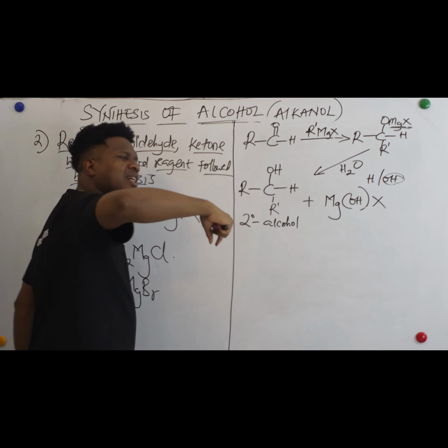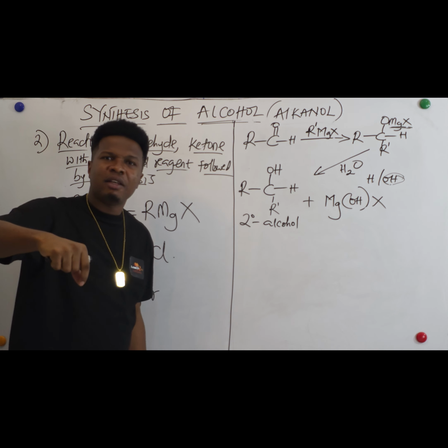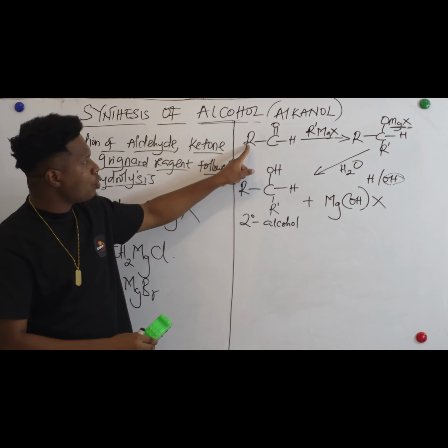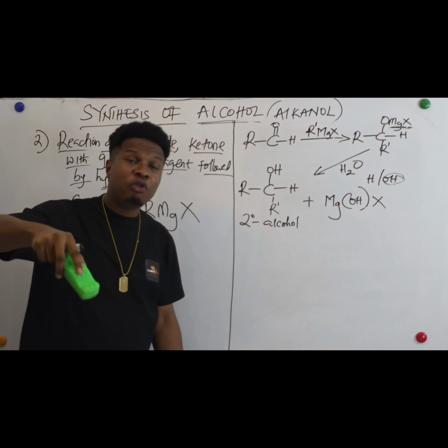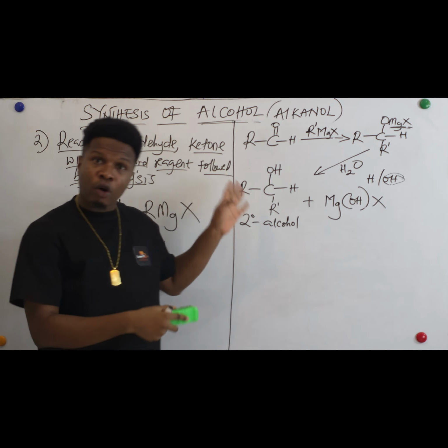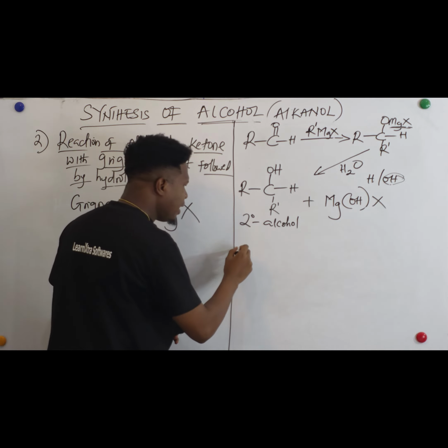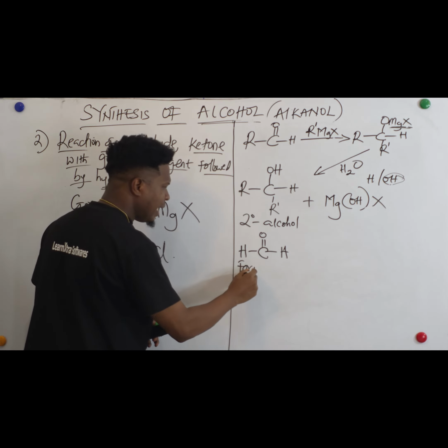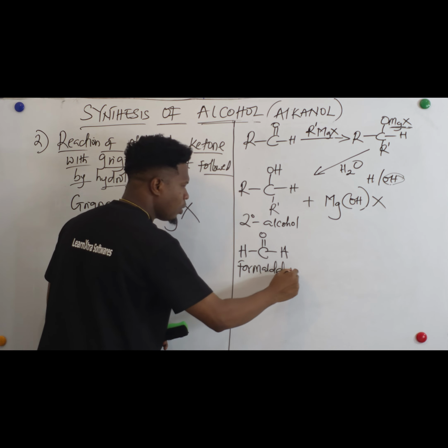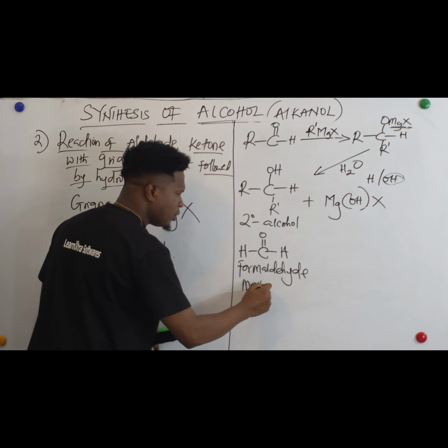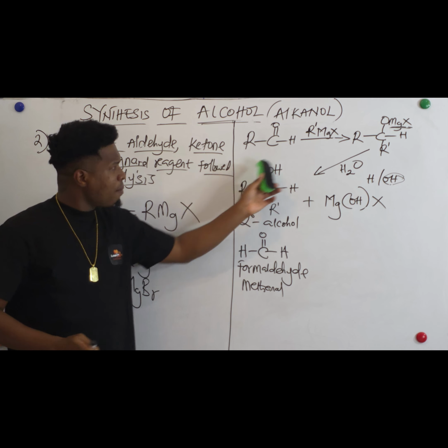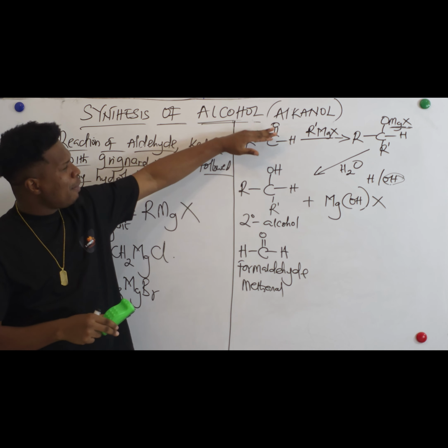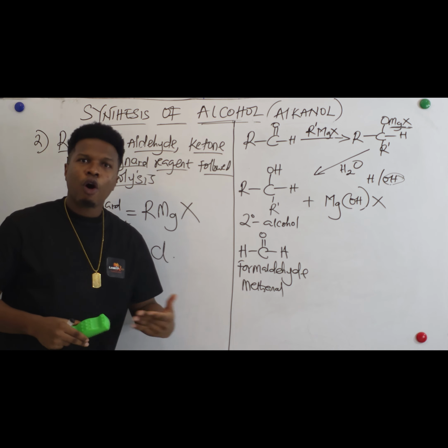But the first member of the aldehyde, formaldehyde, does not have an alkyl group. So that first member of the aldehyde will give you a primary alcohol instead of a secondary alcohol, unlike the other aldehydes. So when you have the first member of the aldehyde, which is called formaldehyde, or you can call it methanal, and it undergoes this same process, it will give you a primary alcohol rather than a secondary alcohol. But the remaining members of the aldehyde group from number 2 down will always give you a secondary alcohol.